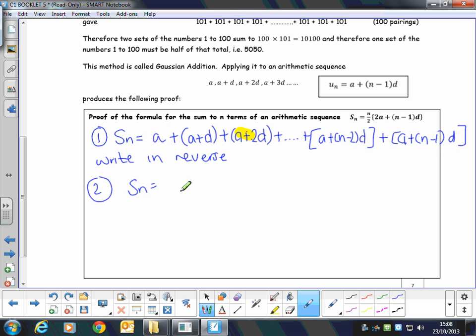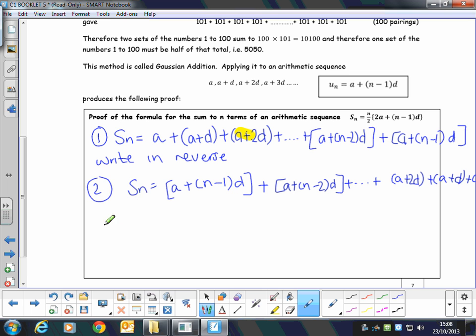So I'm going to have A plus n minus 1D, plus A plus n minus 2D. Then I've got A plus 2D, A plus D, and then plus A. That should be a plus A on the end.